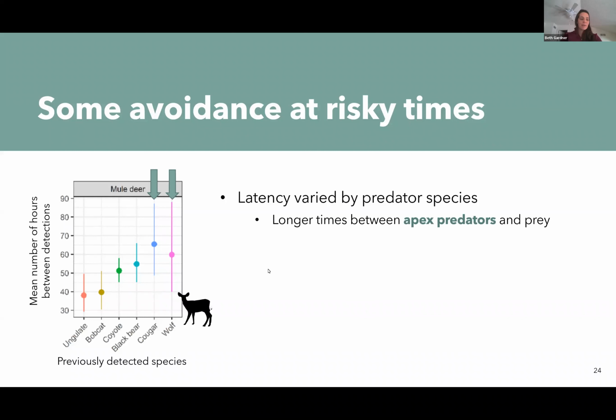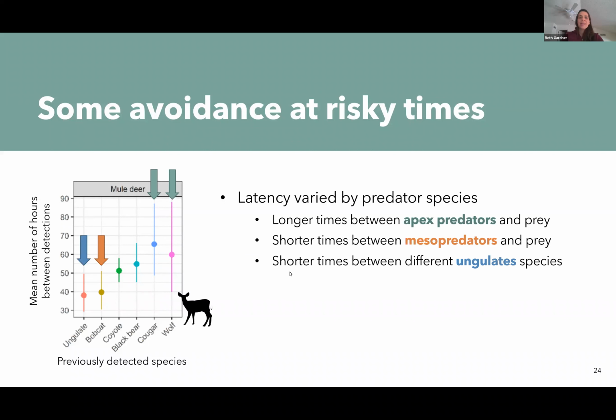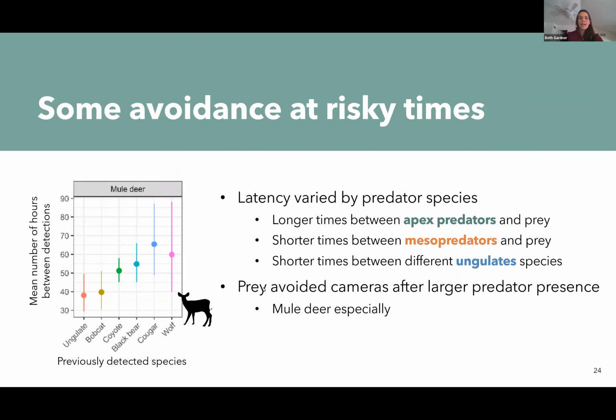So overall, we had longer times between our apex predators, a little bit shorter time between our mesopredators, and then shorter times between, oh, I'm sorry, my little arrows got moved there. This one should also be over the coyote and the black bear. And then the last one is ungulate to ungulate. So this pattern is what we would expect if there's avoidance. So what we found is that prey did avoid those camera locations after a larger predator presence. And in this particular example, I'm showing you our best scenario, which was for mule deer.